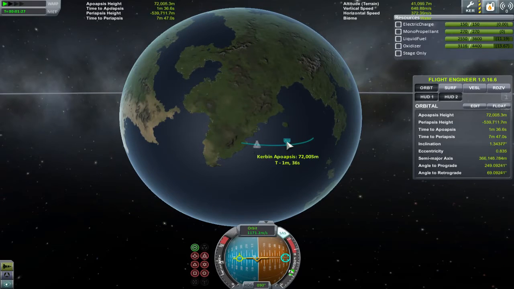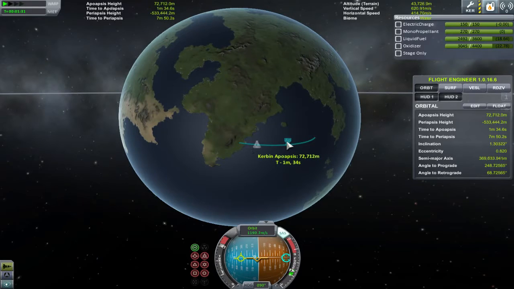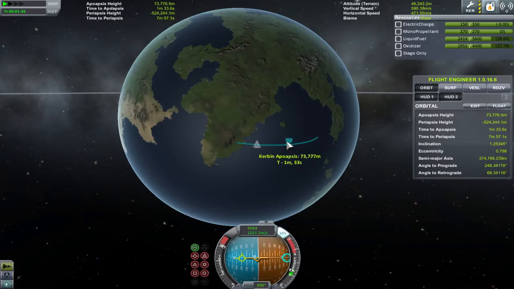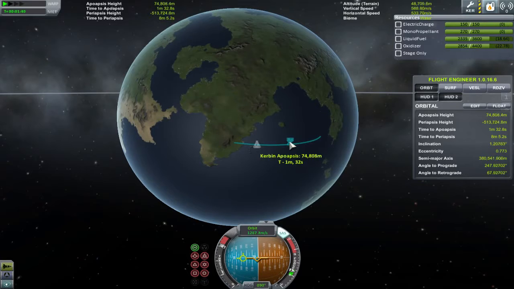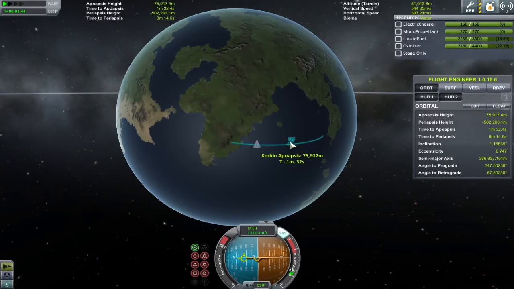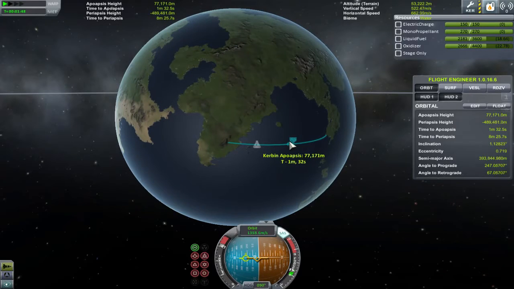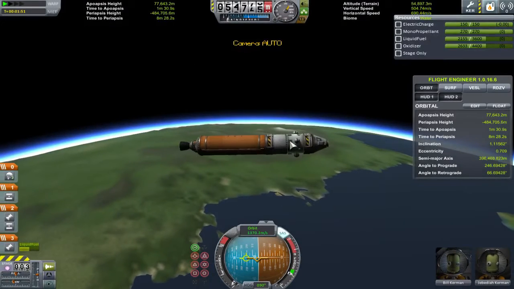Now you'll see I'm over 70 kilometers here, and that's just what we need. I'm just going to bump it up just a bit more. I'm going to put it up to about 77 kilometers or so before I stop the engine, and that's just to give me a little bit of push so that the atmosphere doesn't slow my sideways velocity down enough to pull that back down under that atmosphere, that critical 70 kilometer mark.